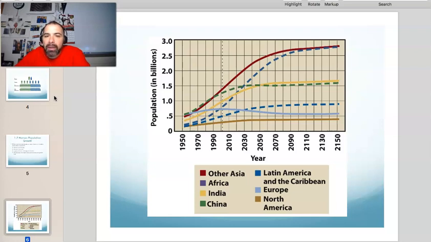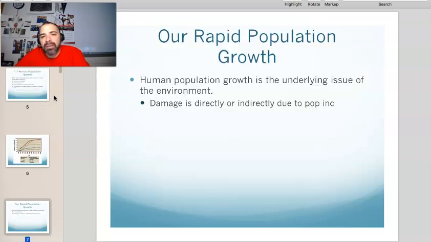This gives you population in billions from 1950, and this is the expected 2150. Asia is in red, all other Asia. There is Africa, India, China, Latin America, Europe, and North America. As you can see, we're kind of flatlined. Now, this is not taking into effect how 2020 may impact population growth. Actually, in 2020 and 2021, it's not necessarily the number of COVID deaths that have impacted population much, but how people have changed their lifestyles.